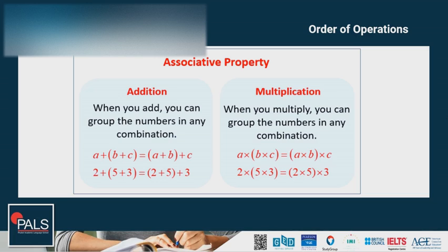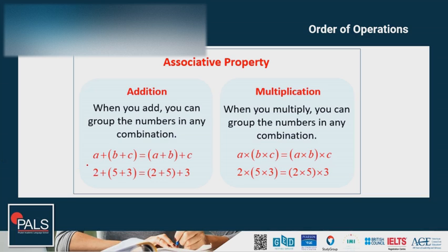Okay, I want you to look at the screen. The definition of the associative property of addition says when you add, you can group the numbers in any combination. Even if you group the numbers in any combination, you will always arrive at the same answer. With multiplication, it says when you multiply, you can group the numbers in any combination. Same with addition, you will always arrive at the same answer.